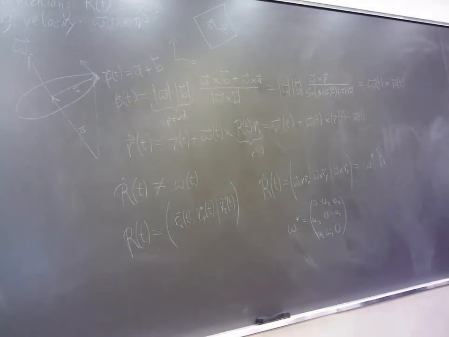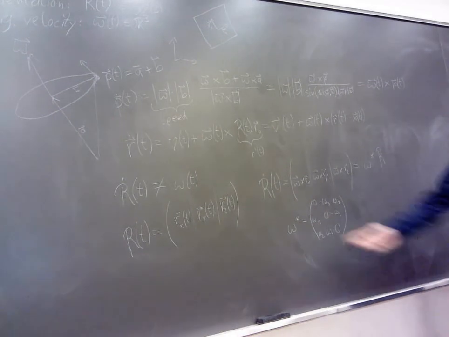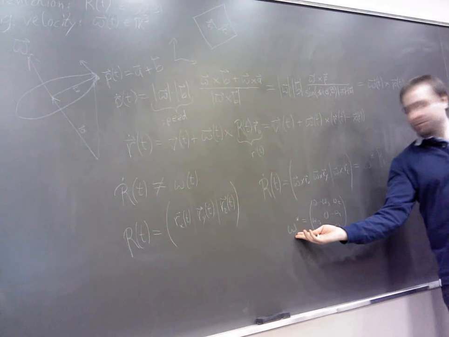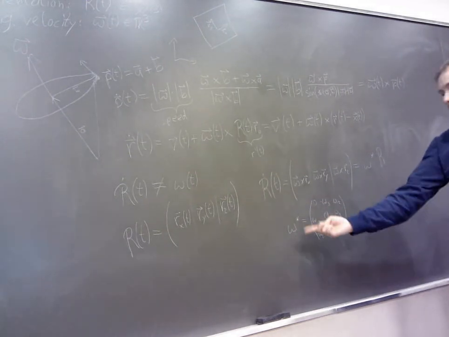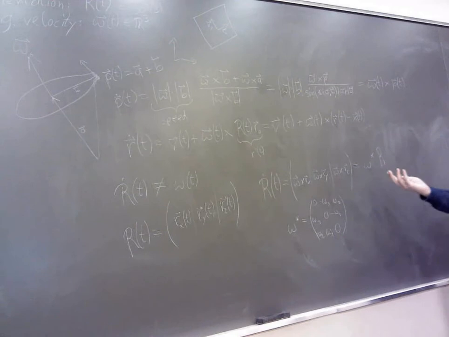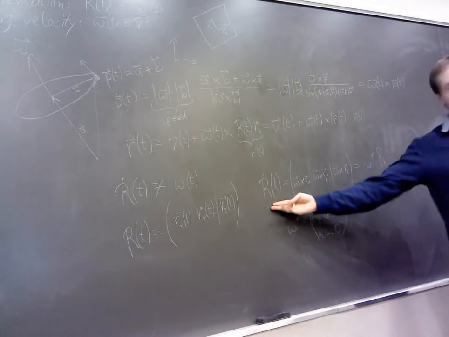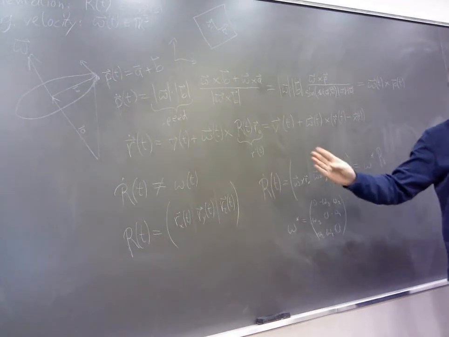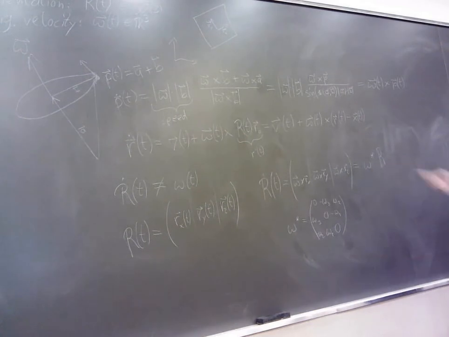Okay, and it's easy to verify that multiplying this matrix onto a vector is the same as just using the cross product omega cross the vector. That's exactly what it does. Okay, so that's our time derivative. So now we have a relation between the orientation of the body and the angular velocity.